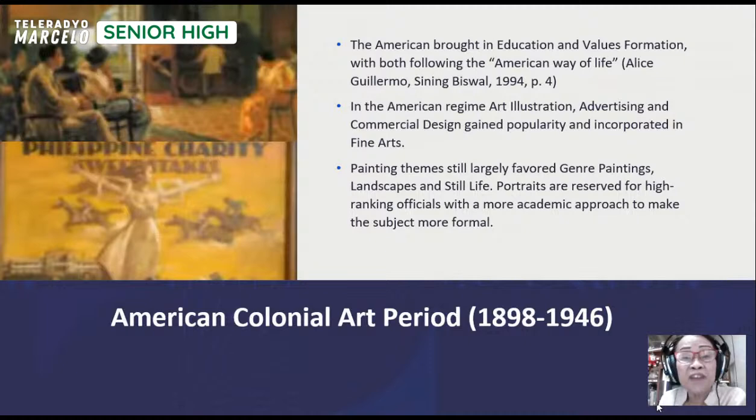Fine arts. Painting themes still largely favor genre paintings, landscape, and still life. Portraits are reserved for high-ranking officials with a more academic approach to make the subject more formal.